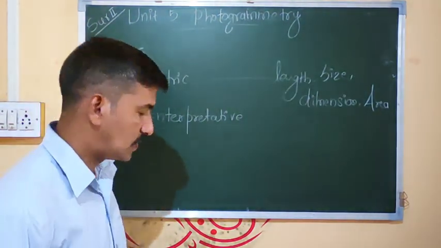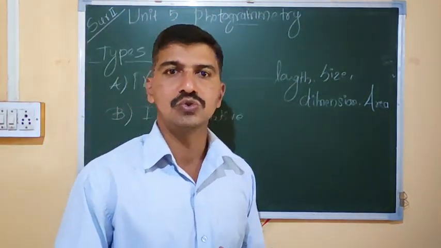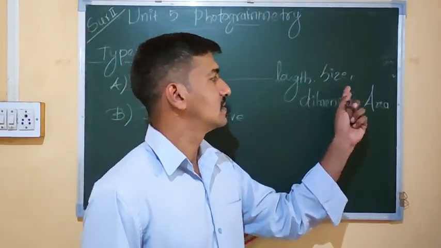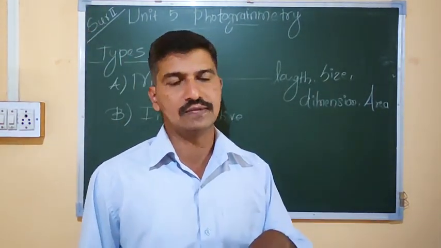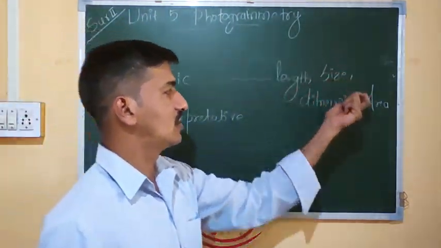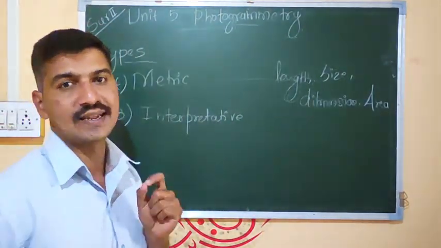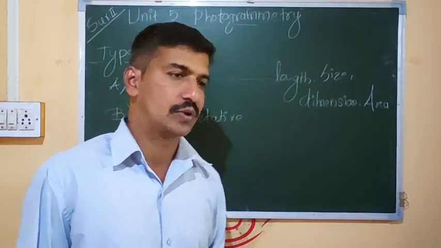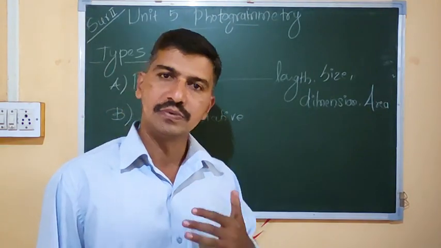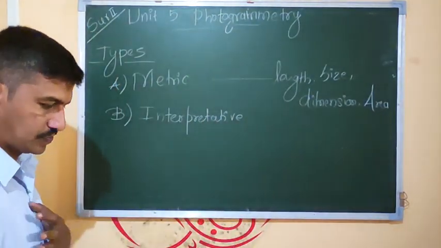Okay. Now the next one is interpretative photogrammetry. Here we are not going to put a tape to find out the length, size, dimension, or area on the photograph. Without going into detail with the dimensional analysis, in interpretative photogrammetry we are going to analyze the photo, we are going to interpret the photo. As the name itself indicates, we are going to analyze, interpret, and then find out the conclusion of that particular photo.